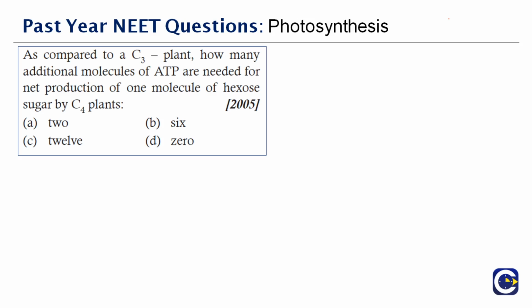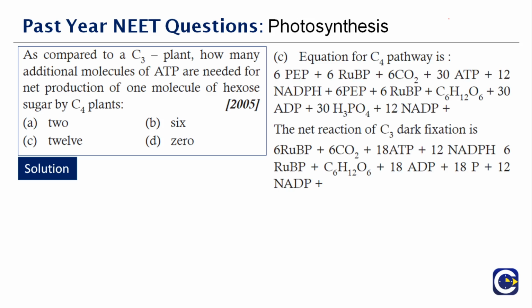As compared to a C3 plant, how many additional molecules of ATP are needed for the net production of one molecule of hexose sugar by a C4 plant? Already we discussed what C3 and C4 plants are. The only difference is the cycles that they undergo, the photorespiration rate and the temperature. All these are differences between the C3 and the C4 plant. So the equation for the C4 pathway, if I show you, maybe you'll be able to understand.